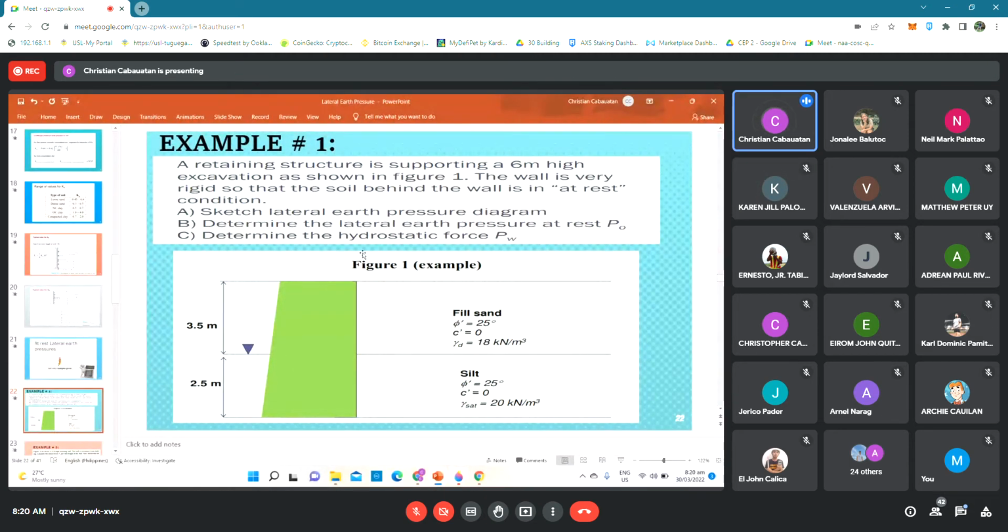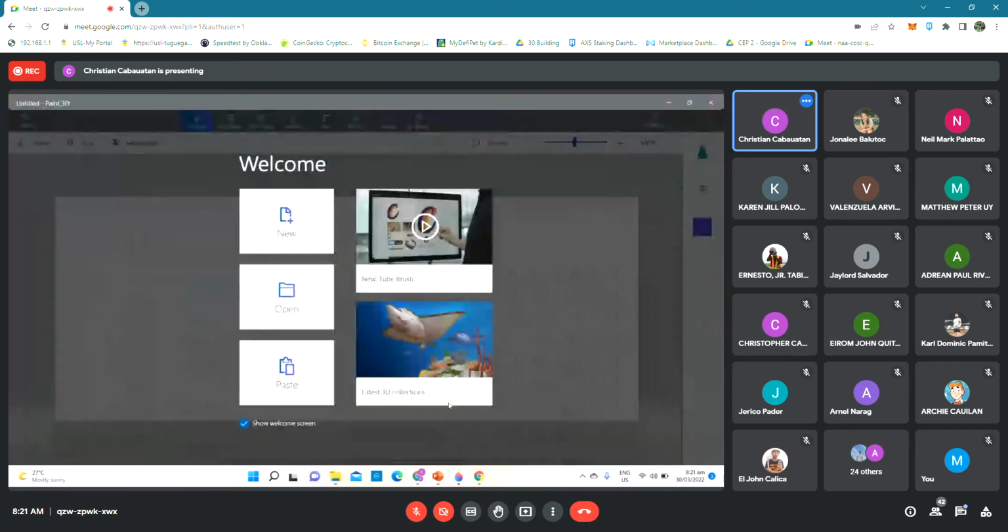For these examples, we will not change the lateral earth pressure, which is PO. We will just use the hydrostatic force. It is a force, therefore we will just put F later. So we are given two types of soil.